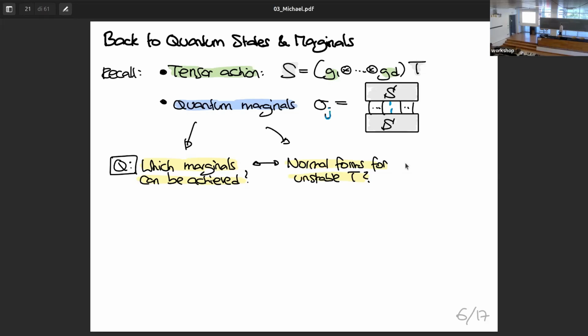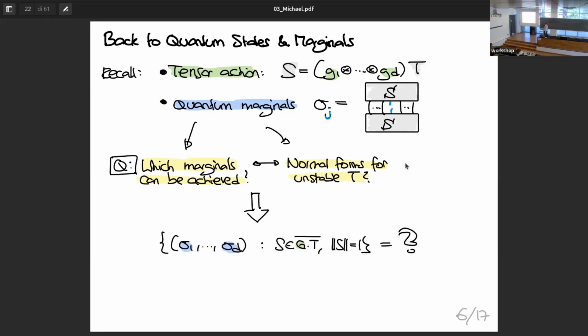All right. So, in other words, what we would like to understand is the following object. Suppose you take your starting tensor T, you look at all the generations of it, normalize them to norm 1 just for definiteness, so that things are happily normalized. And then from this S, compute all of the marginals, put them into a big list. Okay. You want to understand this set.